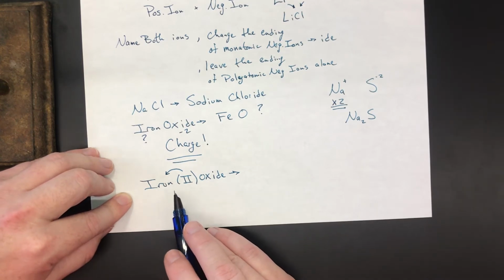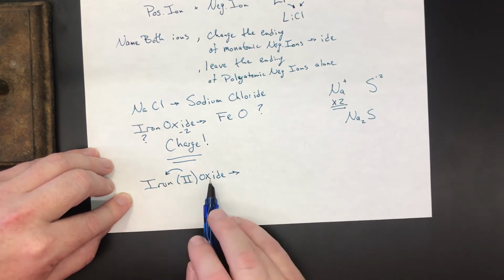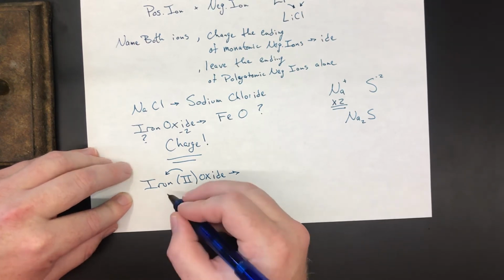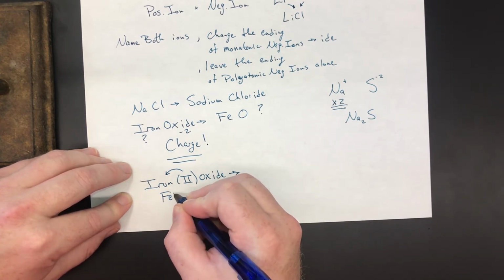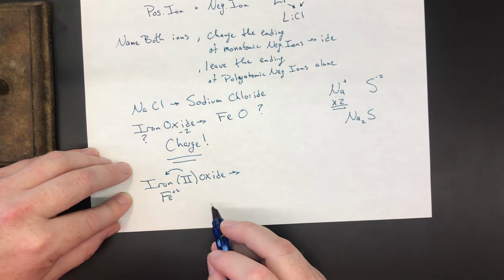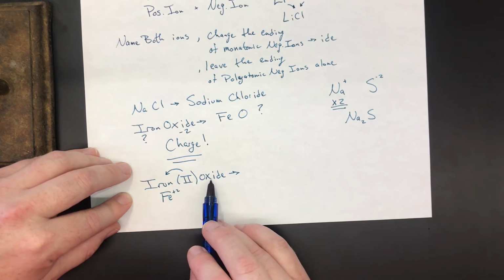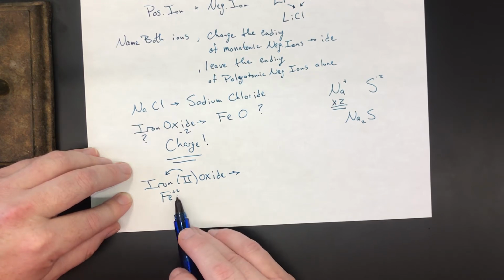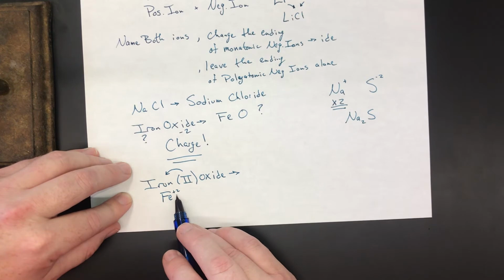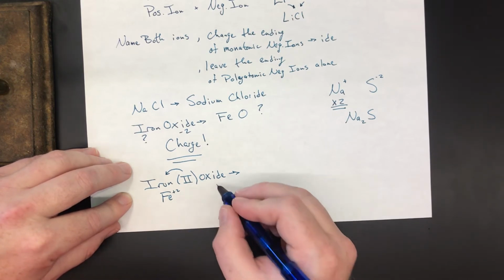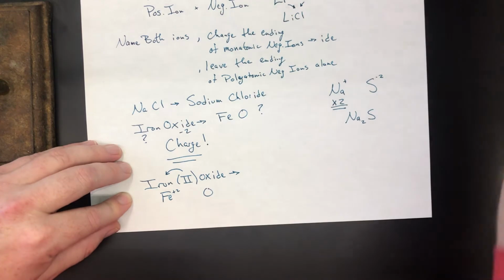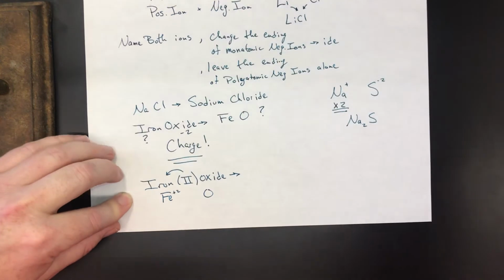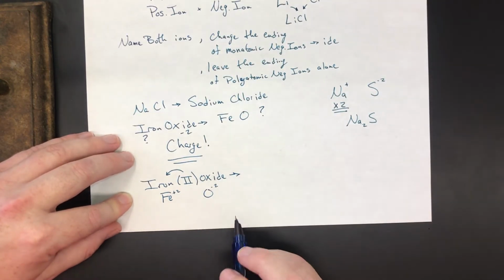Now, this is a very important point. It does not tell us how many of anything we have. It's not saying I have 2 irons or 2 oxygens. It's simply telling me that iron is +2. So whenever I'm going from the name of a compound to the formula, I simply write each ion below so that I can see their charge. How do I know this is a 2? Because it says 2. Oxide is oxygen, and I know that the charge of oxygen is -2 because of the group it's in. So I would put oxygen with a -2.